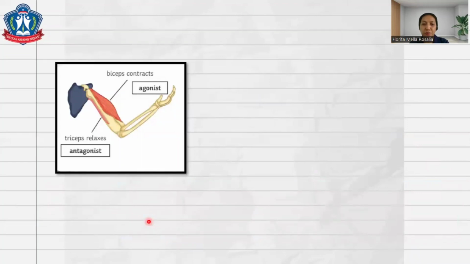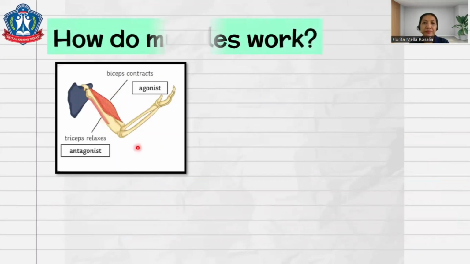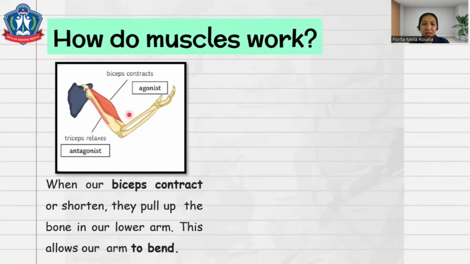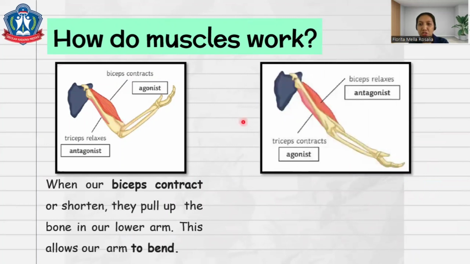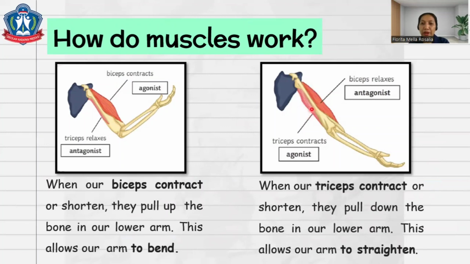Can you take a look at this picture? I have biceps and triceps. So when our biceps contract, look at this one, or shorten, they pull up the bone in our lower arm. And this allows our arm to bend. Now the second picture. Can you see the difference? When our triceps contract or shorten, they pull down the bone in our lower arm. This allows our arm to straighten.